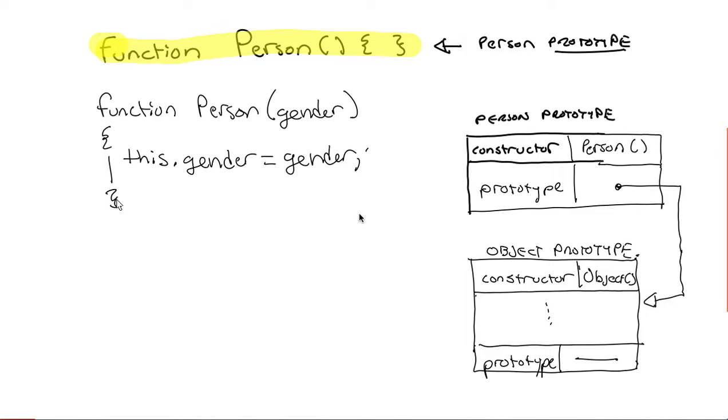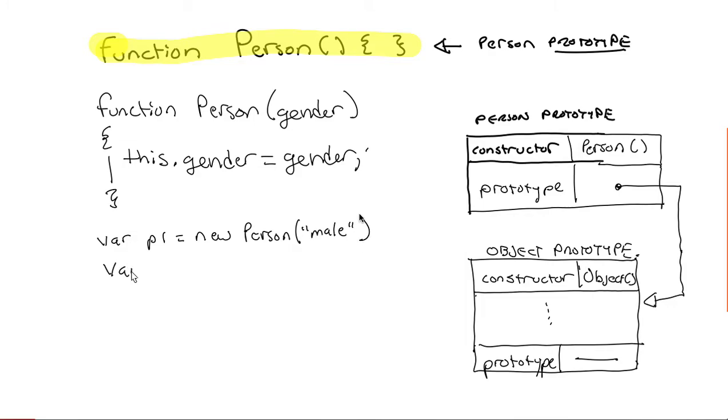So the important thing to understand is that this.gender doesn't have anything to do with the prototype, but has a lot to do with the instance of the prototype. So now I can write a little bit of code. I can say var p1 equals new person. So I'm calling the person constructor. That'll allow me to create an instance of this person prototype, and I'll pass in male.